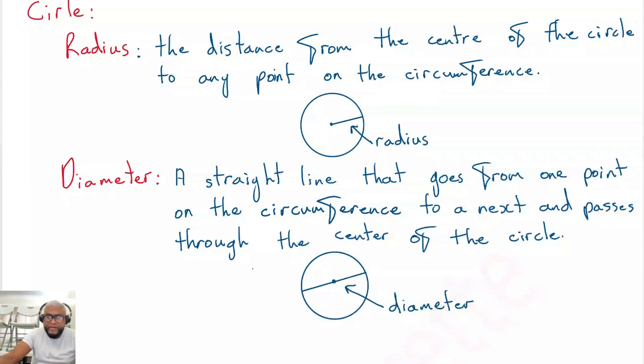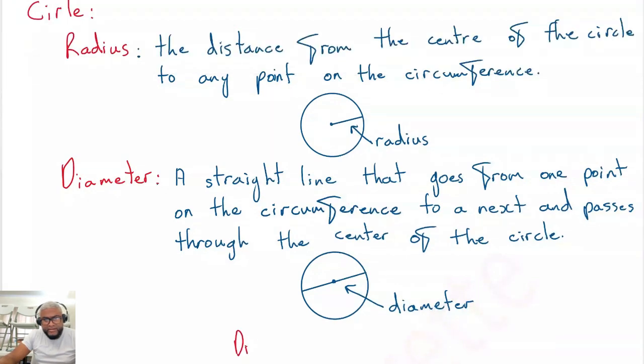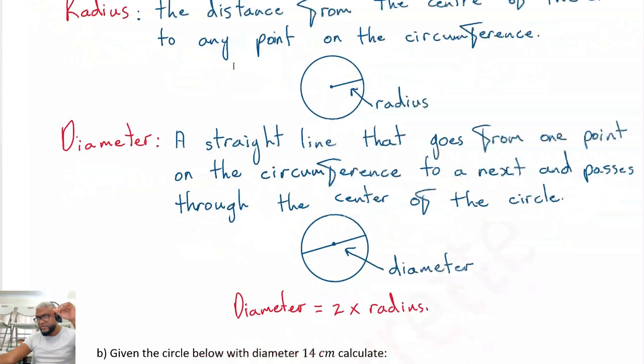Points to note: your diameter is equal to 2 multiplied by your radius. It's like 2 radius. Okay? Everybody should have the note on radius above. So I'm scrolling down, right?